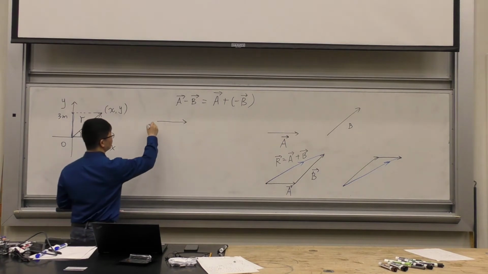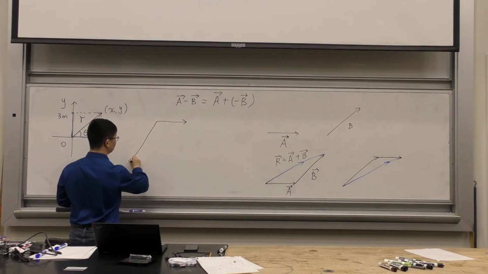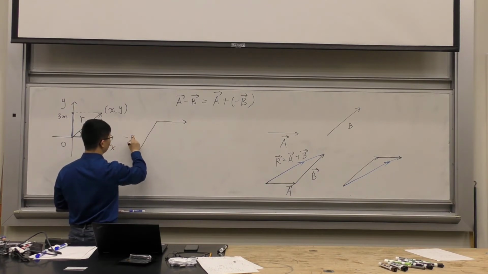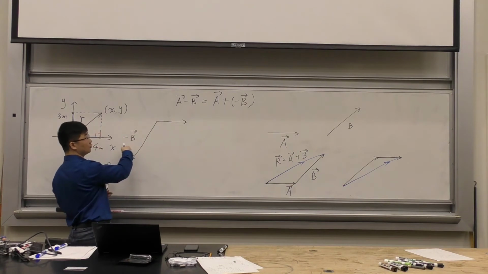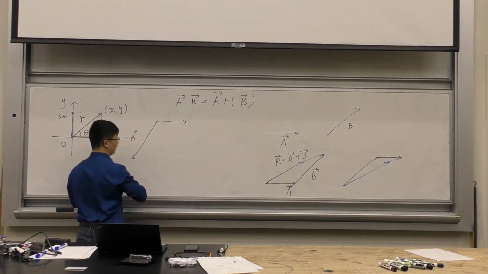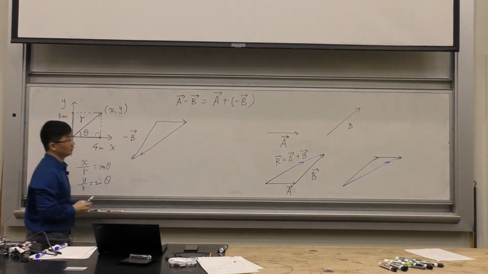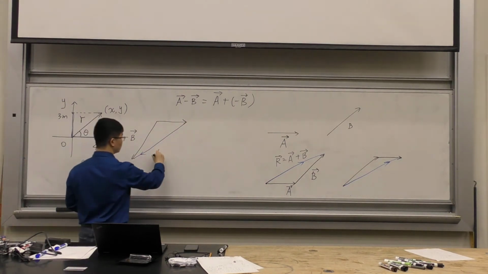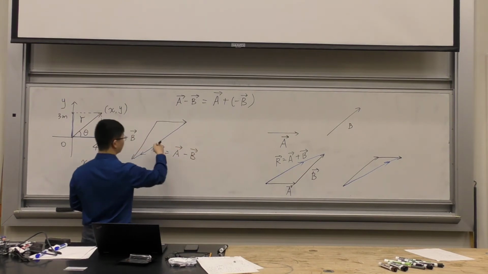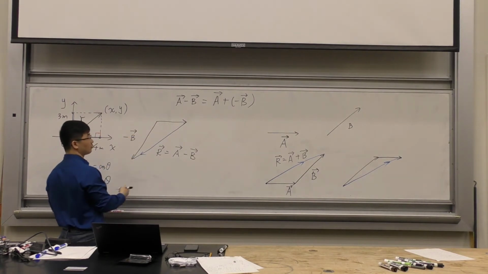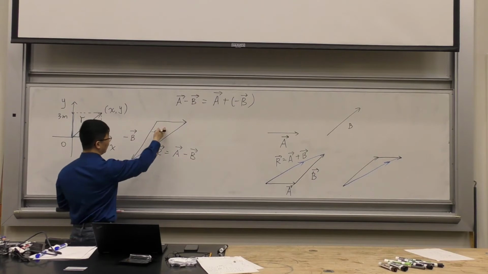So if you want to do negative B, you draw it this way. Hope it looks like negative B. Then you connect these 2 vectors, and this is another new vector, because you're just adding these 2 vectors together. That's going to be equal to A minus B, because it's just A plus negative B. I'm still using the rule for addition, but now I'm adding A and negative B.